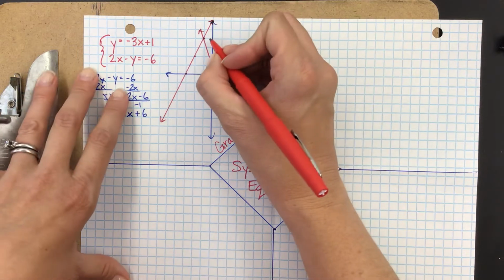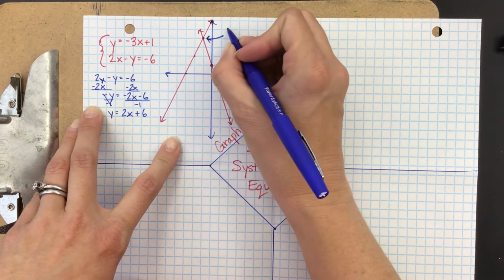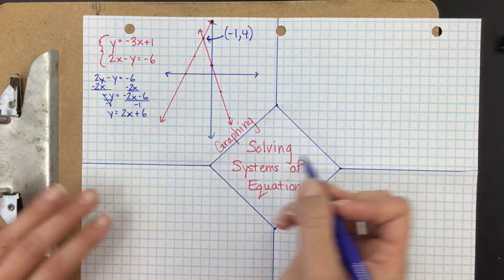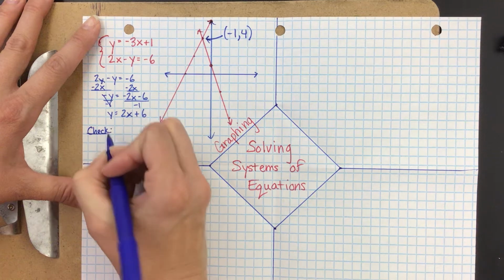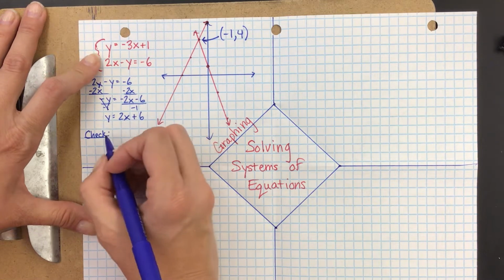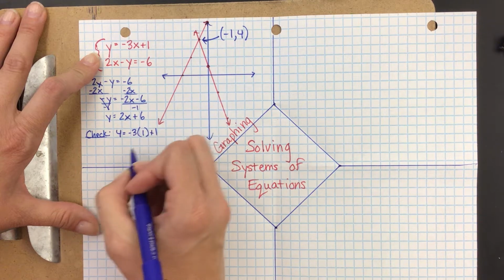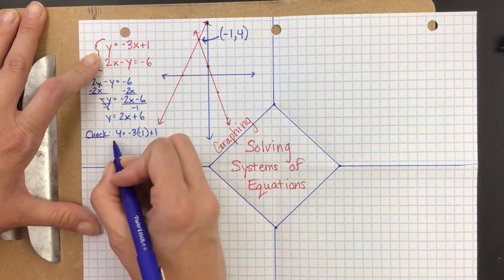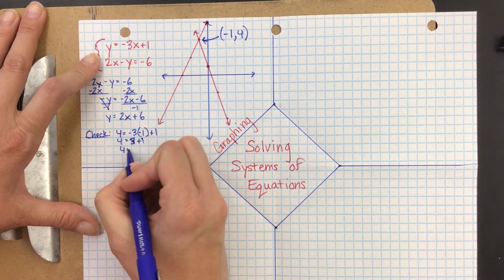Okay, so here's our solution. That point is x is negative 1, y is 4. I'm going to do a little bit of checking here just to make sure. It needs to work in both equations, and you want to use the original equation just in case you made a mistake when you were solving for y. So this is 4 is equal to negative 3 times 1 plus 1. Oh, I plugged in negative 1, sorry about that. I'm thinking one step ahead and it's messing me up.